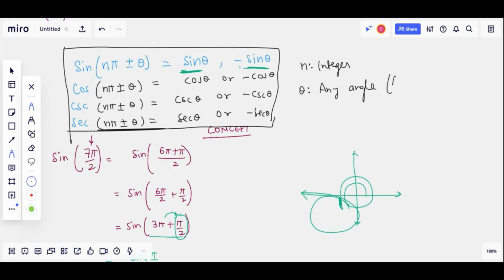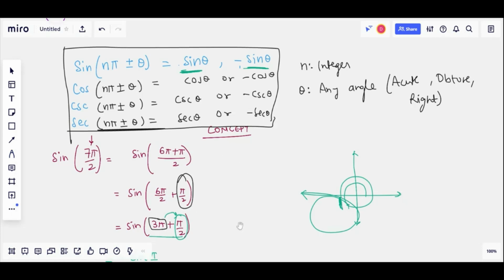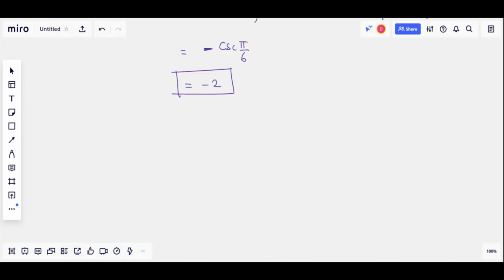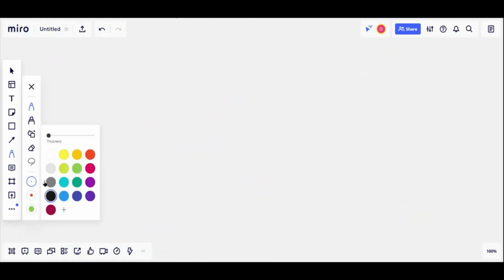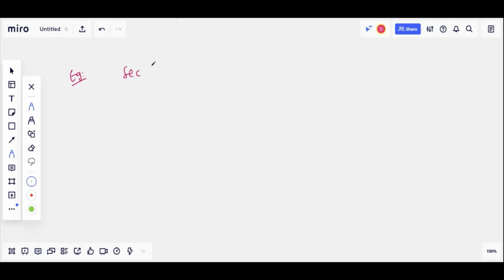It can be acute, it can be obtuse, or it can even be right. But the concept over here is we always keep this in our priority. So if it is 3 pi plus theta, all right, let's work out another example which will actually clear the point which I'm trying to make. So let's say we have to find a value of sec of 7 pi plus, let's say, 4 pi over 3. Yes, what is the value?